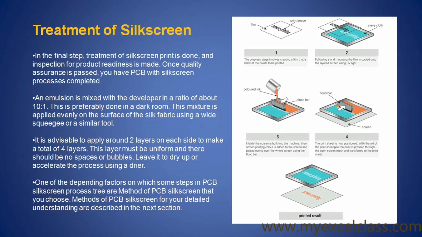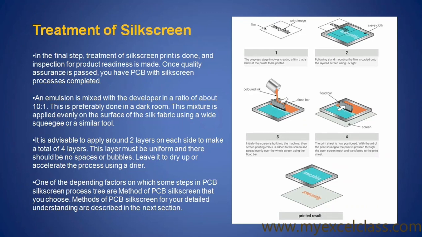After this comes the layout of your PCB. All the processes I already discussed: how you can make a clipping or set your cardboard where you place your film. So step by step, I already discussed this process. Here you see the print and inspection of your product label is made once quality assurance is passed. You have a PCB with the silk screen process completed.